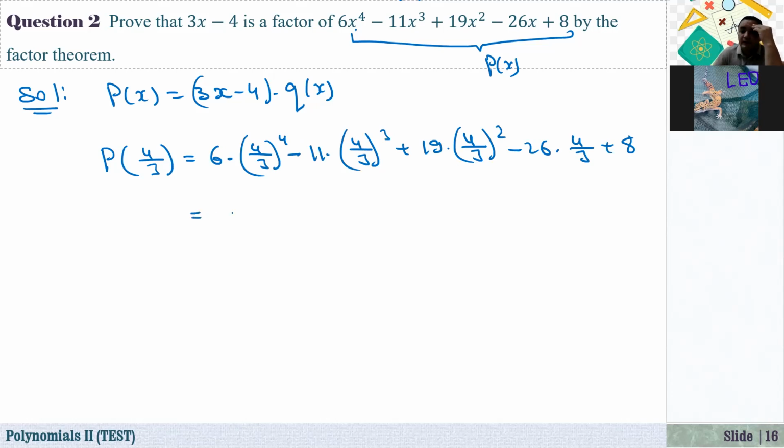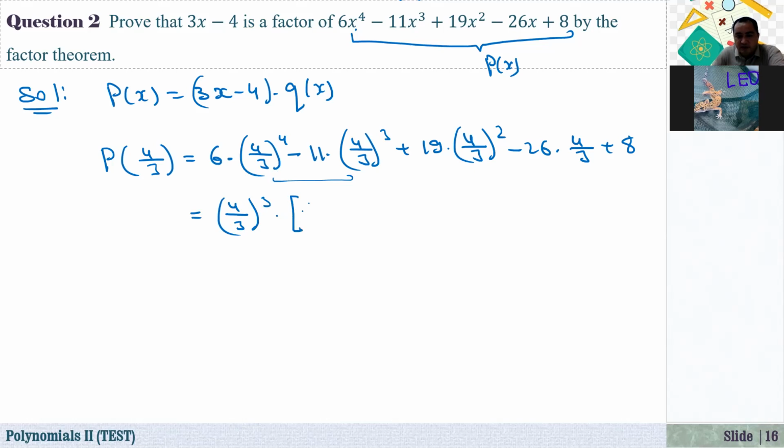Okay. So now from the first one, how can I simplify this? 4 over 3 cubed is a common factor. If I just take this out, I can actually simplify this a little bit more. Okay, 4 over 3 cubed, right? From the first two, this cube is a common factor.